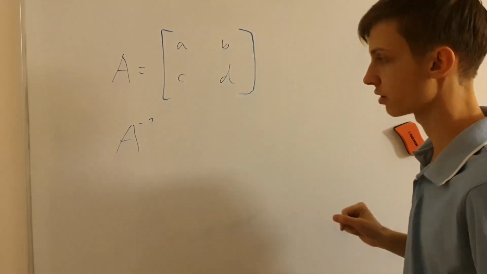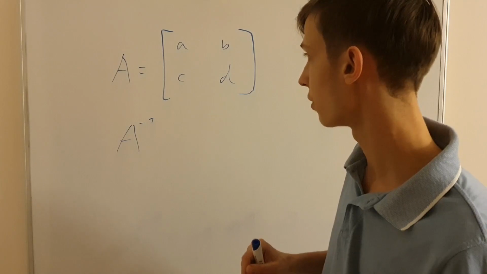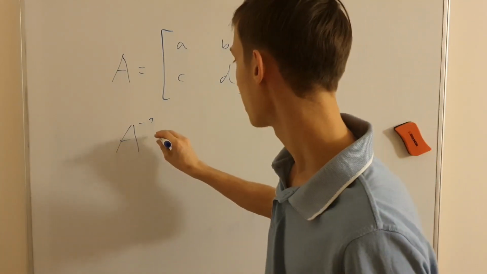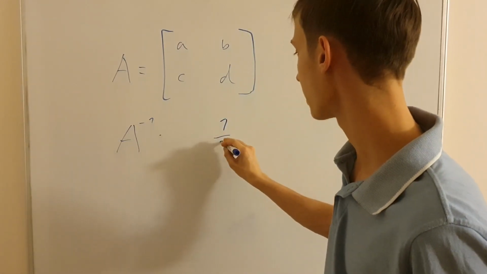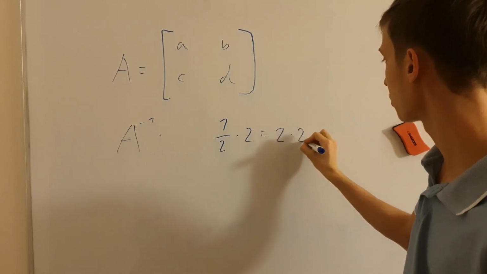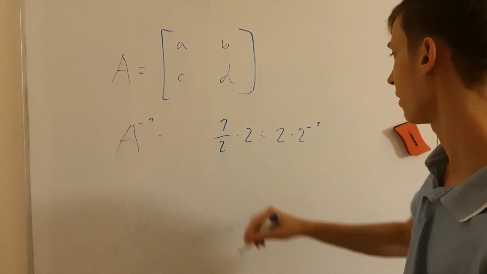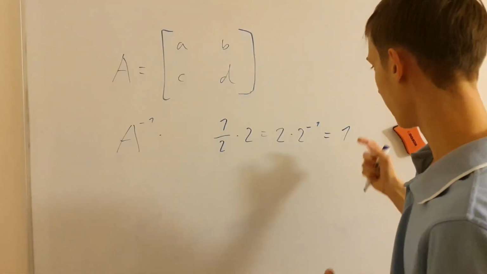First of all, I'll show the very basic property of an inverse of a matrix. The idea is basically the same as with numbers. Let's say one has 1 over 2 and 2. Well, that is the same as 2 times 2 to the minus 1. 2 to the minus 1 is 1/2, right? And these together, when multiplied, give 1.